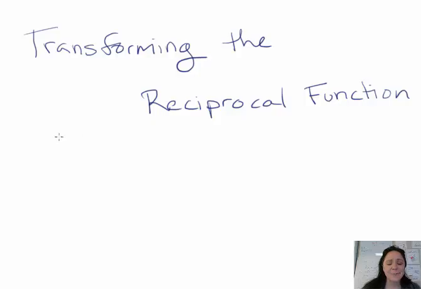First, what is the reciprocal function? Well, the basic form of our reciprocal function is f of x equals 1 over x. That is, the reciprocal of f of x equals x. So there you have it, our reciprocal function, in the most basic case of our rational functions.